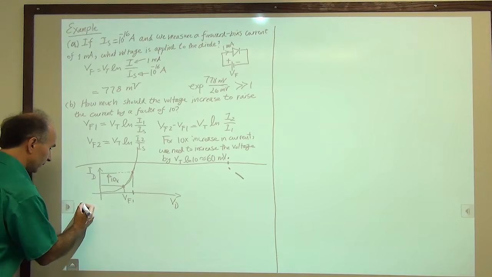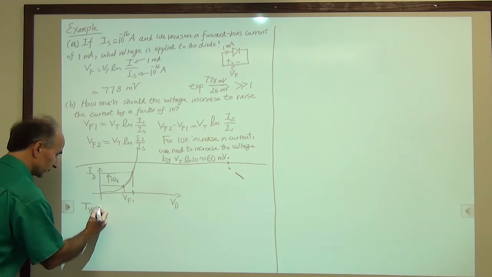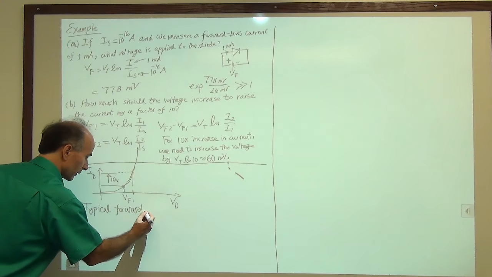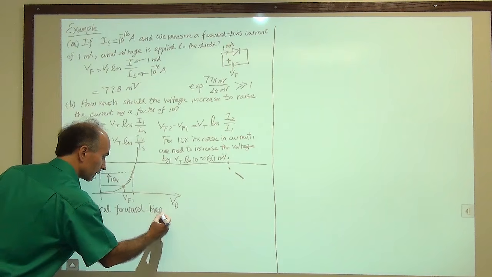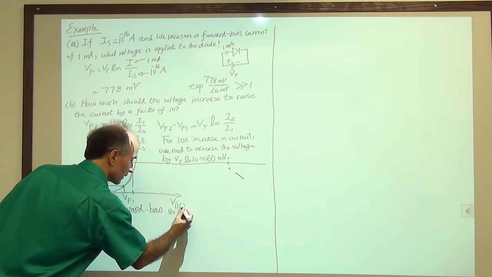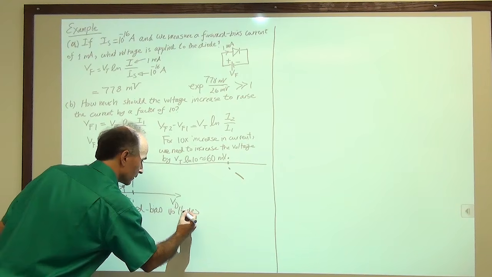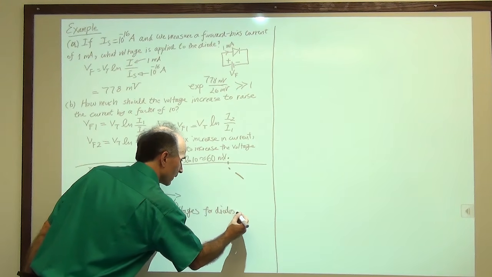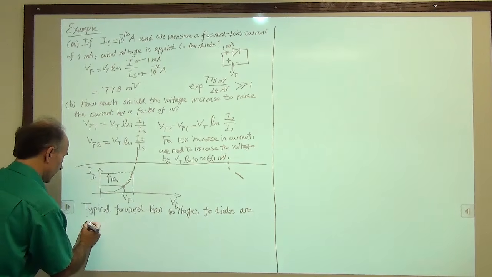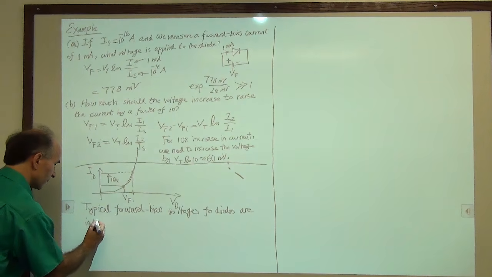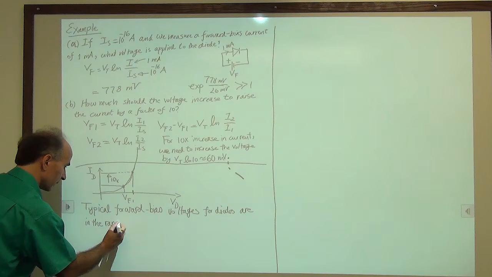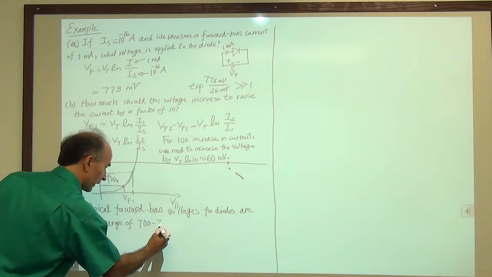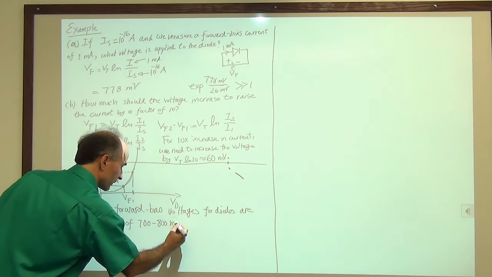So we say that typical forward bias voltages for diodes are in the range of 700 to 800 millivolts.